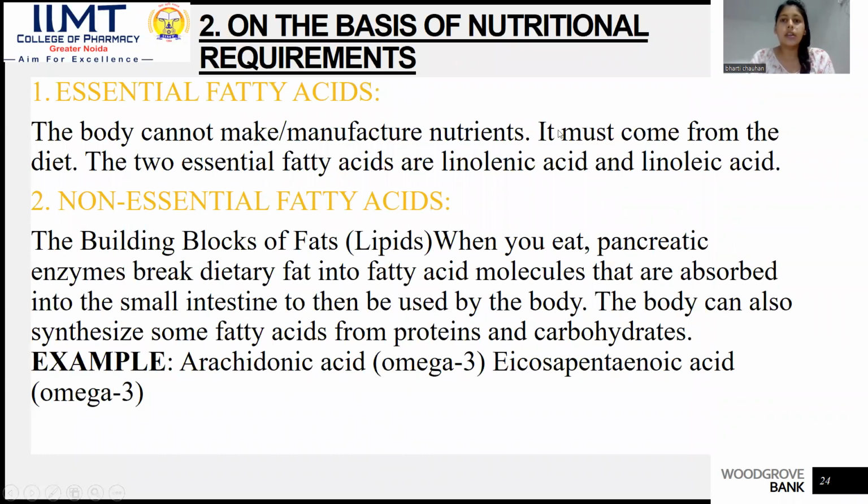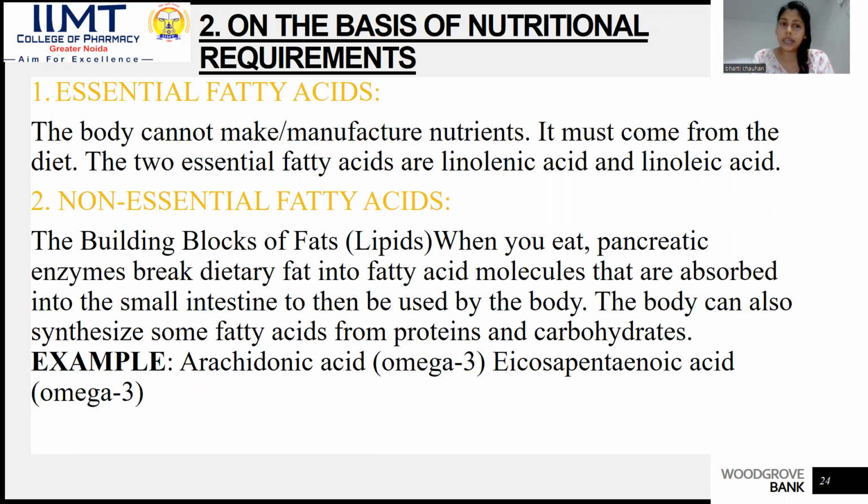Next, the classification based on nutritional requirement, which is essential fatty acid and non-essential fatty acid. The body cannot make or manufacture these nutrients, which is called essential. So we have to take them from outside, and we should include them in our diet. Examples are linoleic acid and linolenic acid.